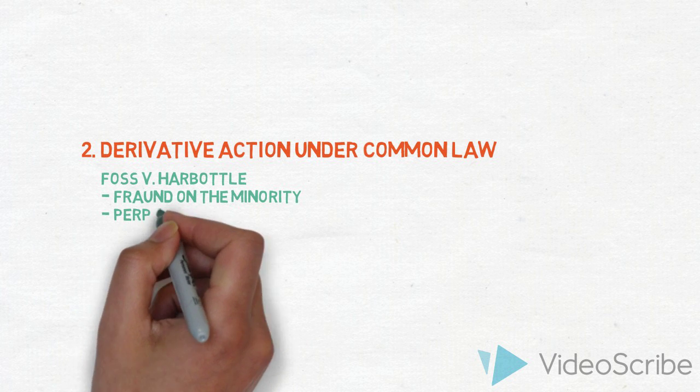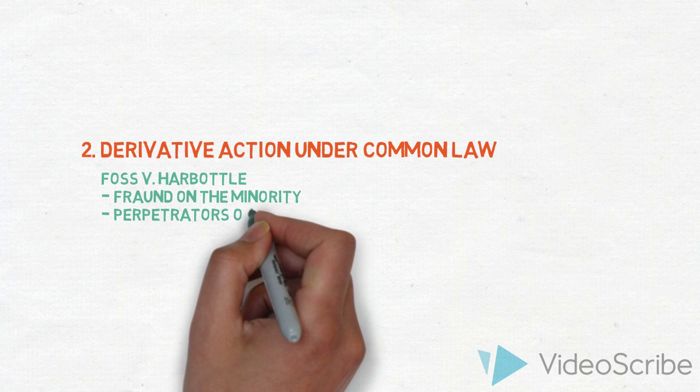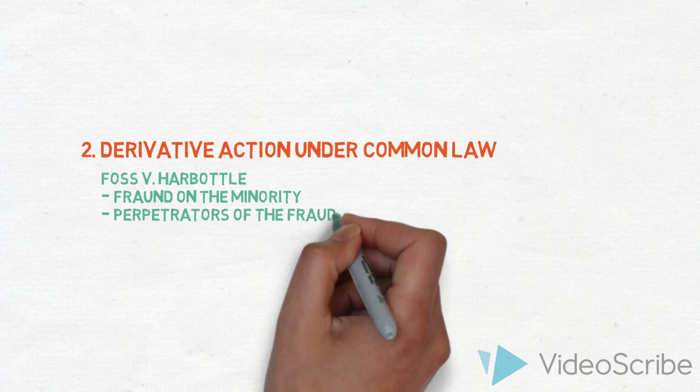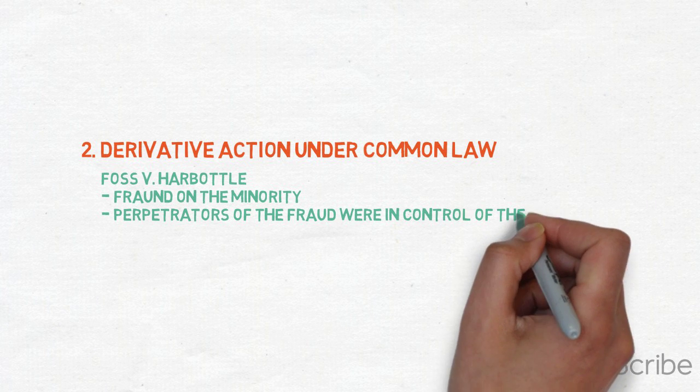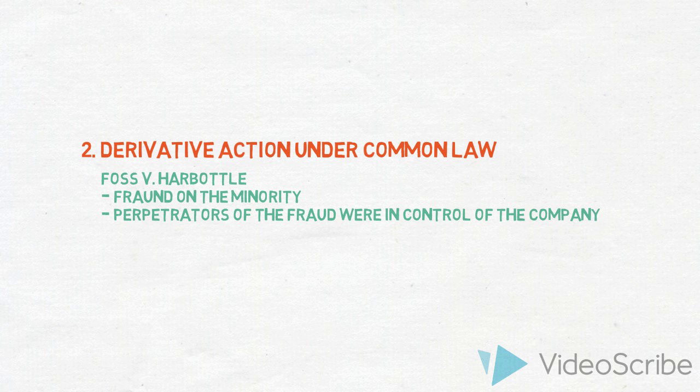proved. The first element is that the wrong is one that cannot be validly ratified by the majority as there has been a fraud on the minority. And the second element is that the perpetrators of the fraud were in control of the company. Hence, Rufus is able to bring a derivative action under common law if he could prove both the elements mentioned above.